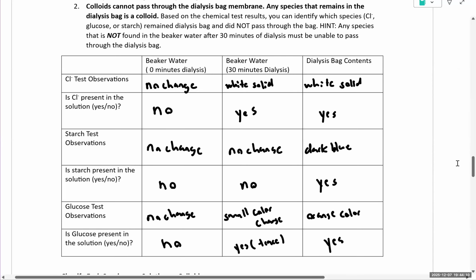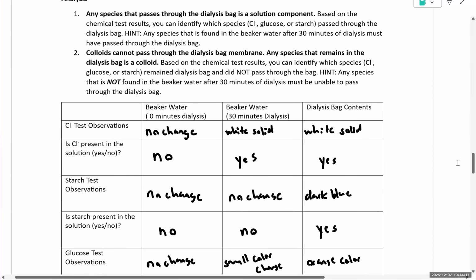So what does this mean? Well, any species that passes through the dialysis bag is considered a solution component. Based on the chemical test results, we can identify which species passed through the dialysis bag. Any species that is found in the beaker water after 30 minutes must have passed through the dialysis bag. Colloids cannot pass through the dialysis bag membrane. Any species that remains in the dialysis bag must be a colloid. In other words, any species that is not found in the beaker water after 30 minutes of dialysis must be unable to pass through the dialysis bag.